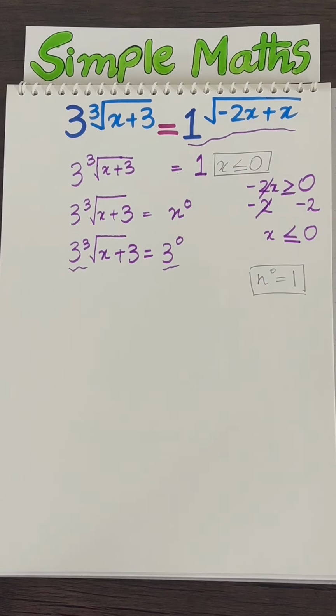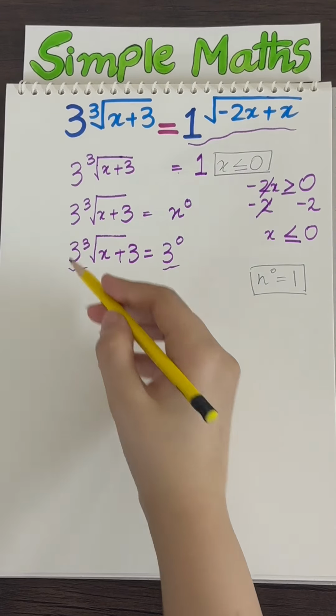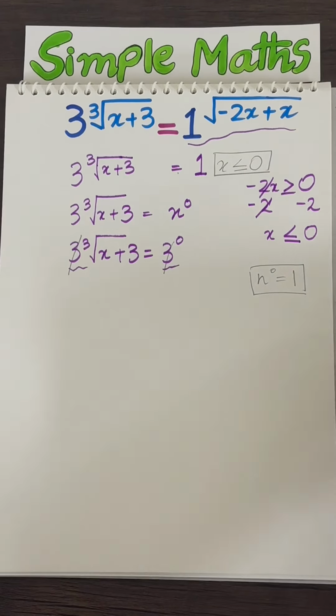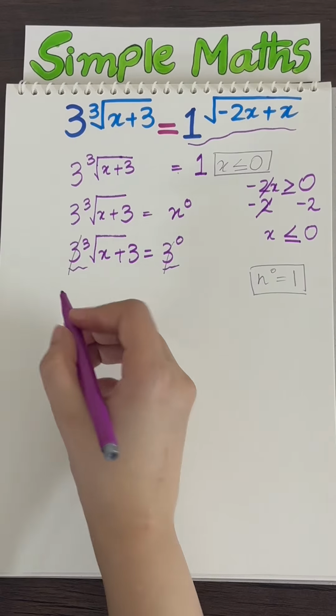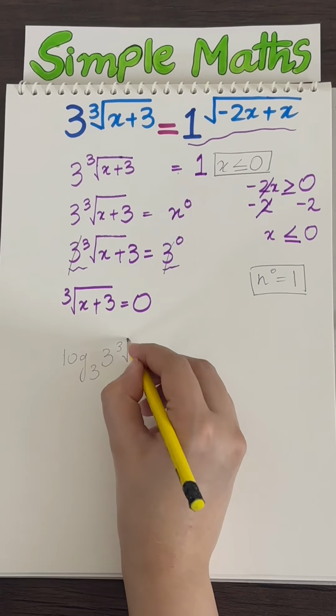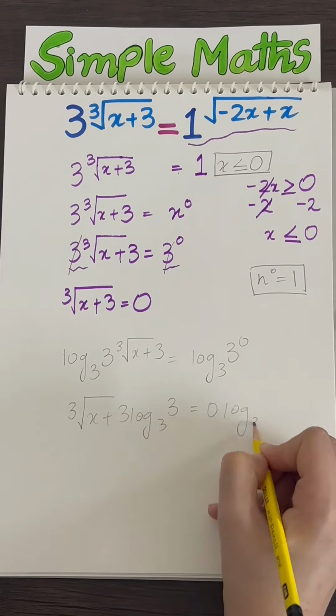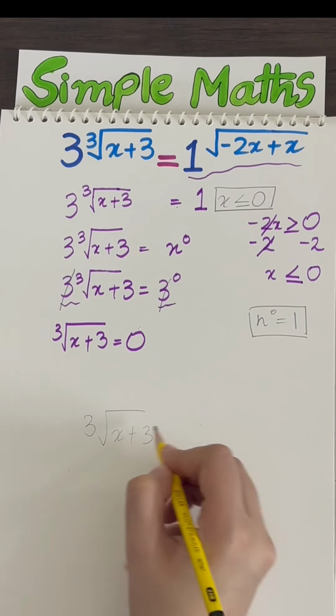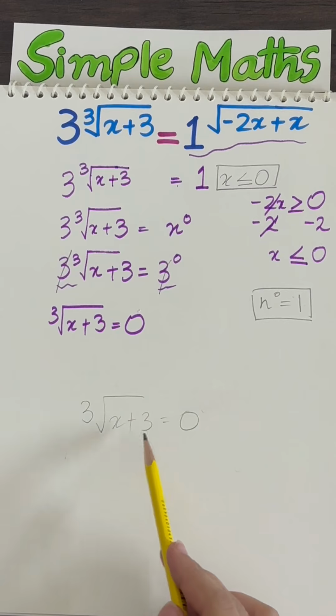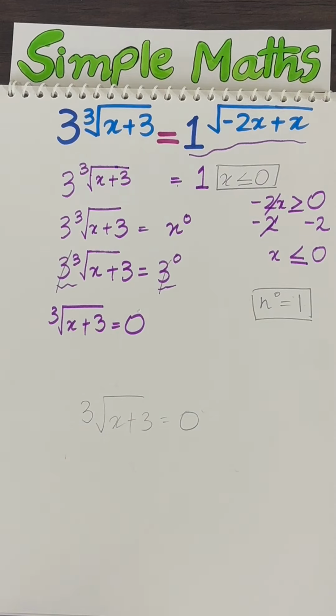The only way this is true is if we set the exponents equal to each other. In other words, drop the base and set the exponents equal to each other. Formally, what we're doing is we're taking the log base 3 of both sides, bringing the exponents to the front, and then both of these log base 3 of 3 are equal to 1. So we have cube root of x plus 3 equals 0, or in other words, the two exponents were equal.